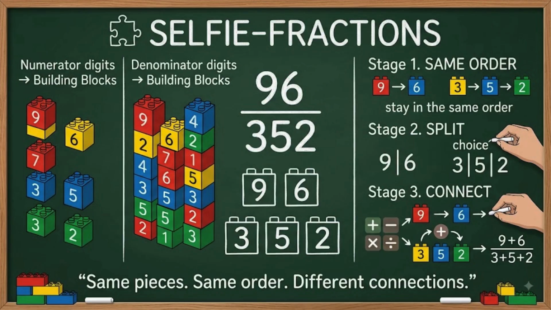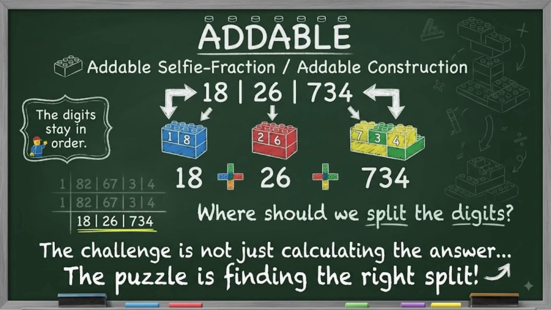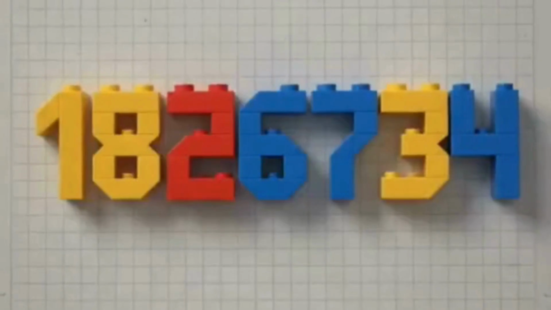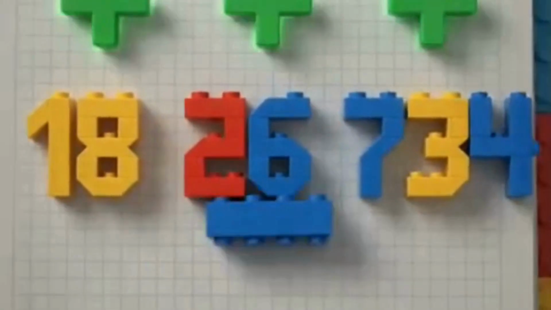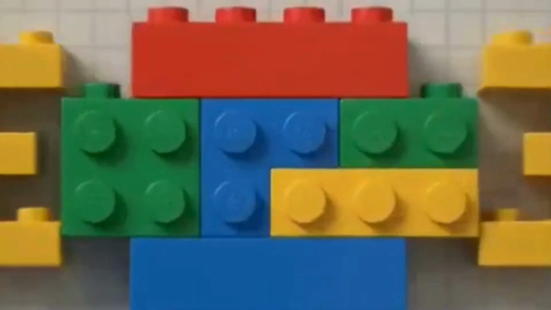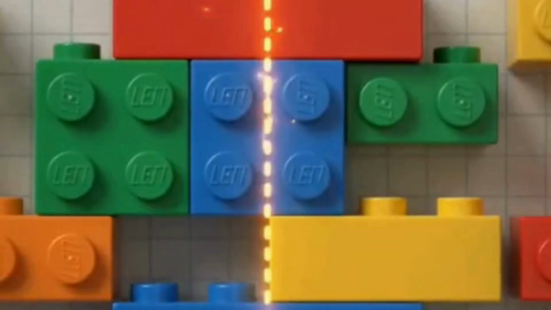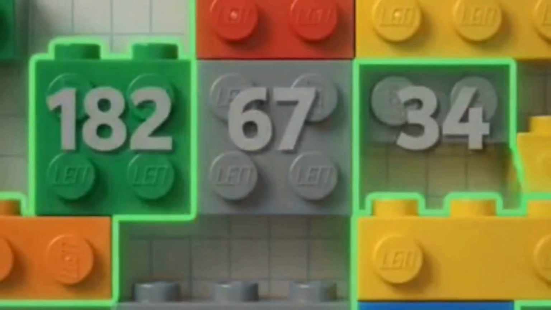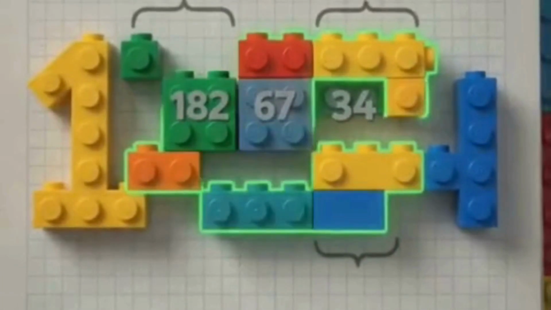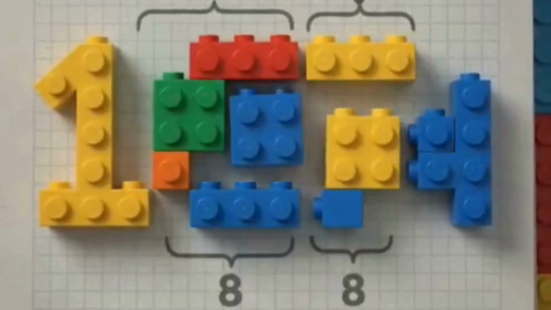Depending on the operations we use, selfie fractions can take different forms. In an addable selfie fraction, addition becomes part of the construction. Let's say we have the digit sequence 18, 26, 734. We can connect these groups using addition. This is an addable construction. The interesting part isn't just calculating the result. The real puzzle is where should we split the digits so that the mathematical relationship works.